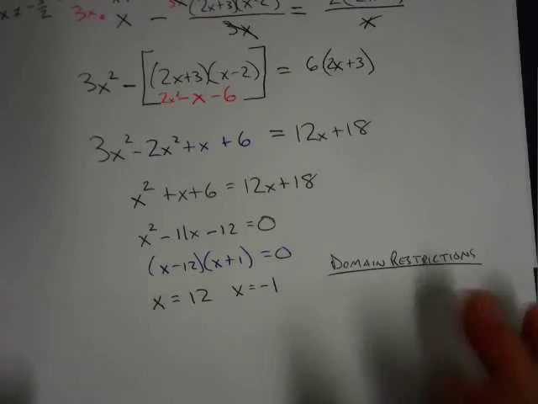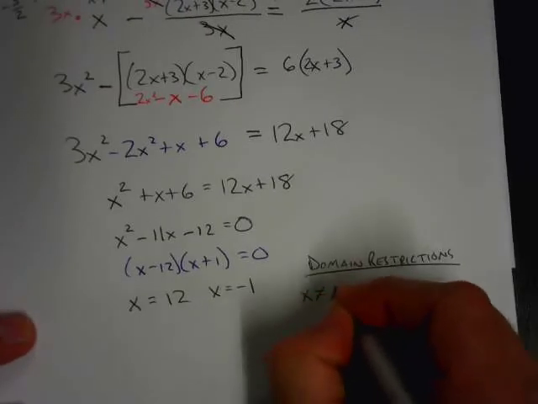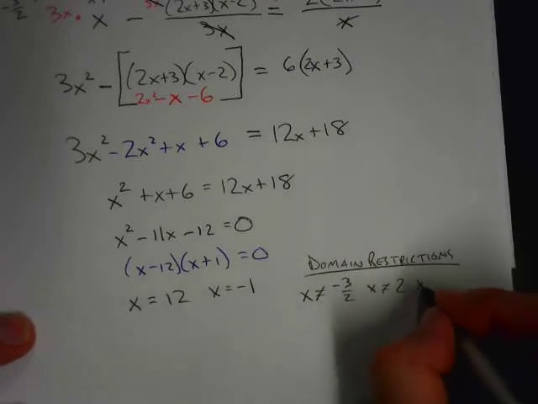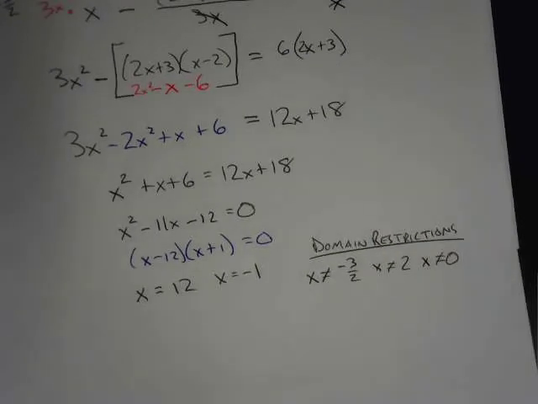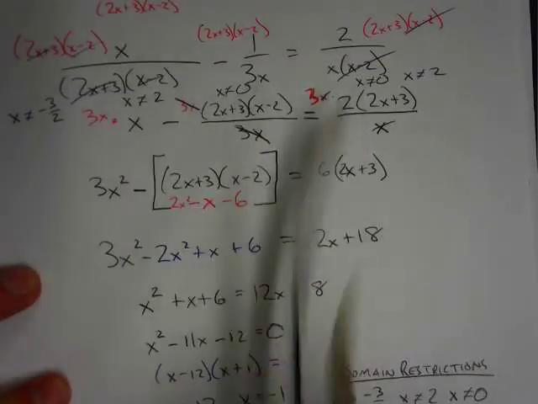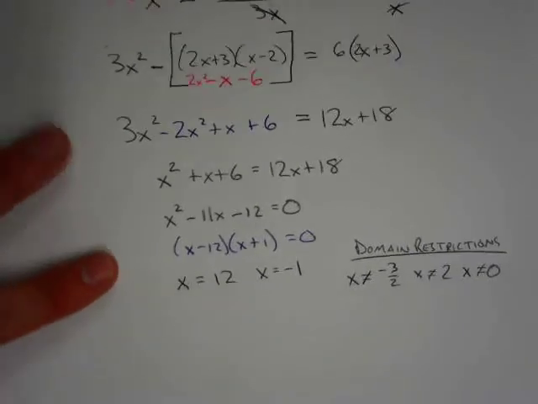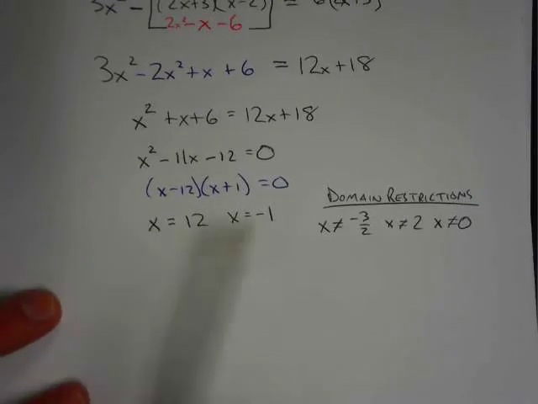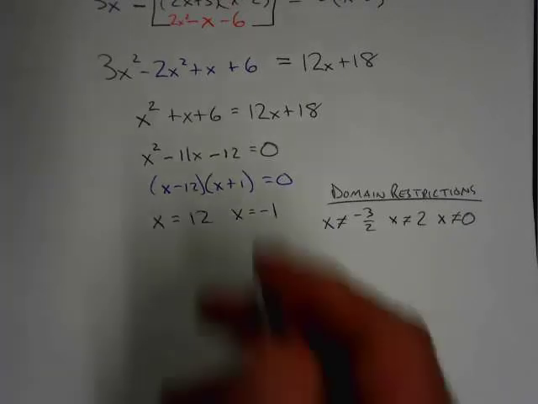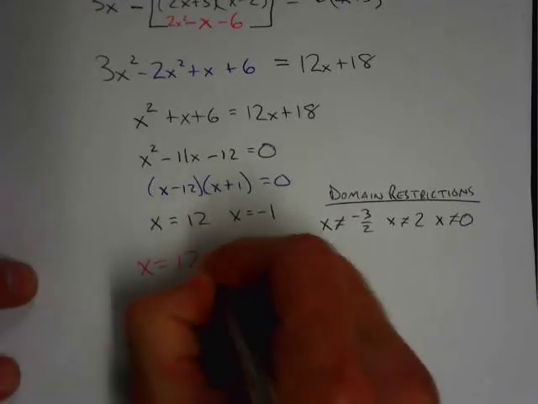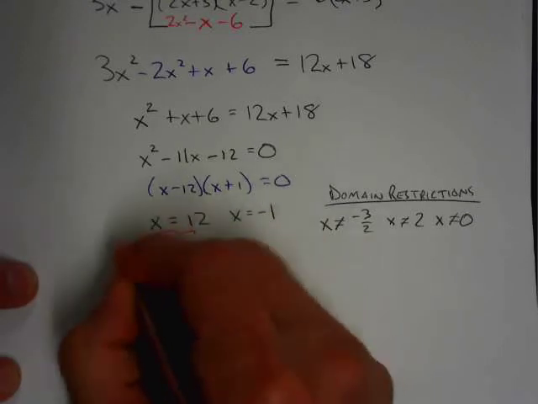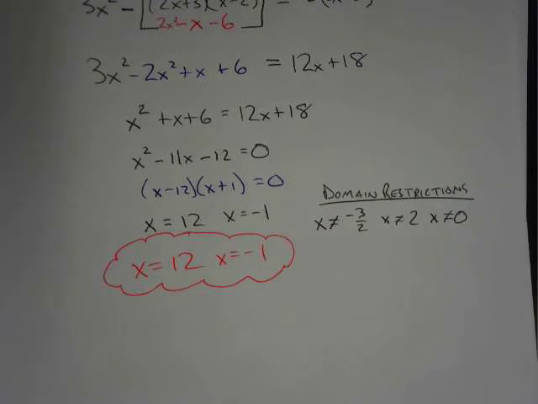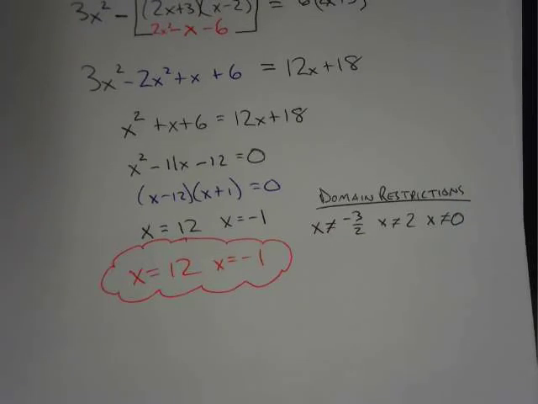So our domain restrictions, we say that x cannot equal negative 3 over 2, x cannot equal positive 2, and x cannot equal 0. And that will account for all of our denominators. Okay, so we have found all of our domain restrictions. And the cool thing is, that don't affect the solution set. The solution set is still the same. X equals 12, x equals negative 1. Bam! Solving rational equations.